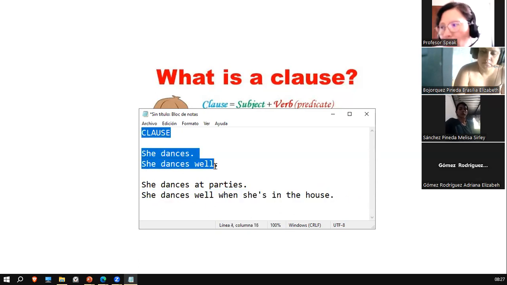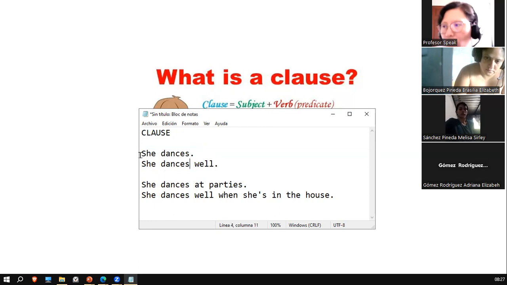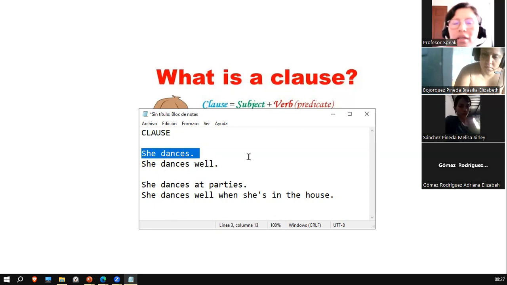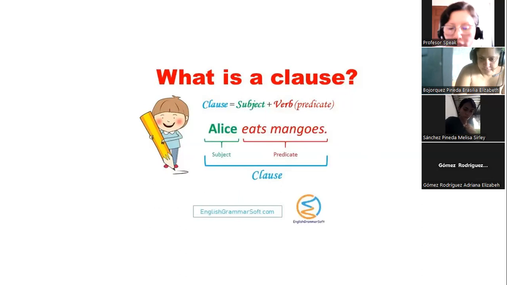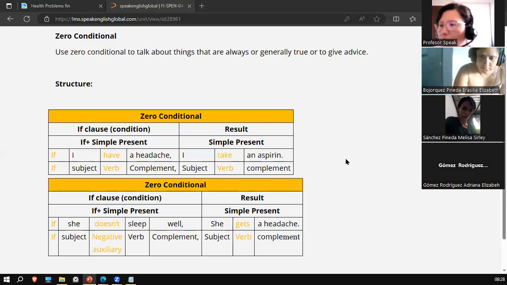Entonces, ¿qué es lo que quiero explicar con esto? Eso es una clause. Una clause es un grupo de palabras que contiene un sujeto y un verbo. ¿De acuerdo? Like in the example here, right? Dice, Alice eats mangoes, right? So there you have an example of a clause, ¿ok? Vamos a ponerles aquí la imagen para que les quede en WhatsApp también. There you go.